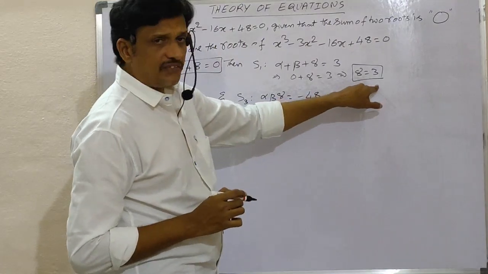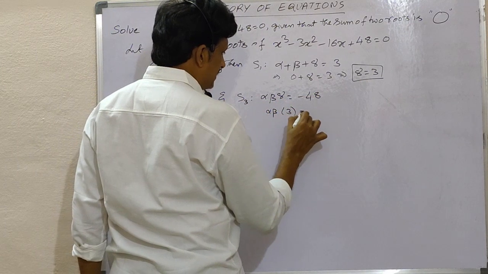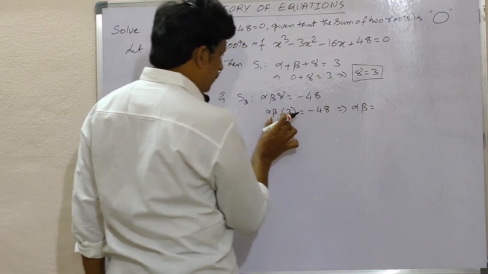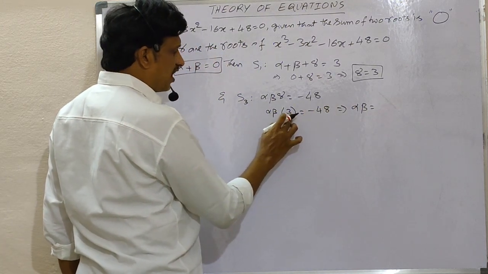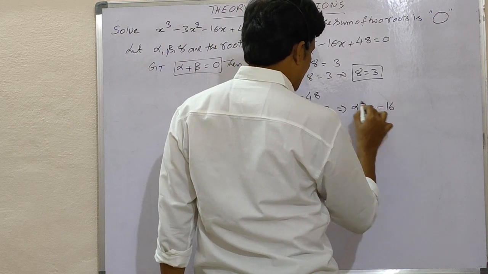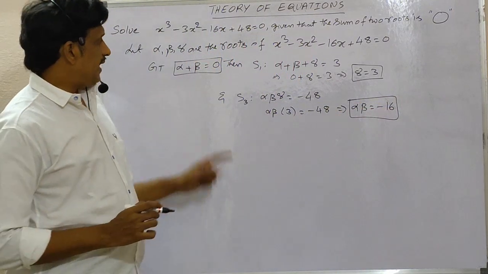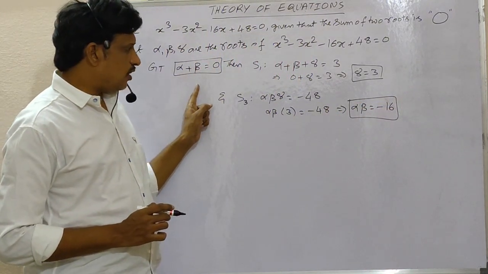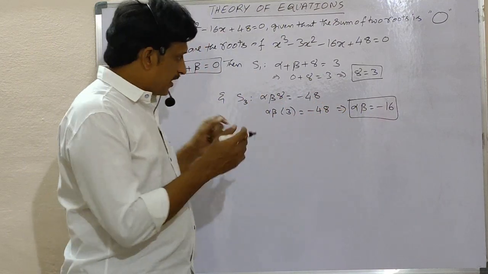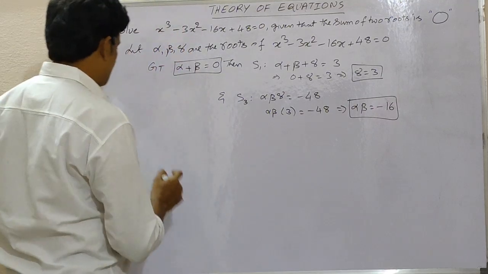But we have the value of gamma here, that is 3. So alpha, beta into the value of gamma, 3, is equal to minus 48, which gives the value of alpha into beta equal to minus 48 by 3, that is minus 16. Alpha plus beta is 0. Now we got the value of alpha into beta, that is minus 16.